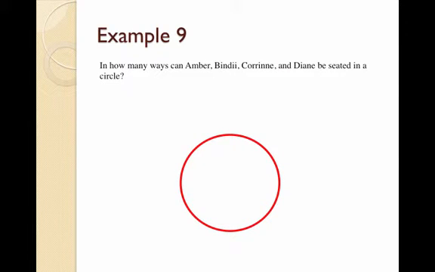Let's take an example. In how many different ways can Amber, Bindi, Corinne, and Diane be seated in a circle? Well, we're going to start by locking in Amber at the top. The next girl around can be one of three possibilities, followed by 2 in the bottom spot and 1 in the last spot. By the multiplication principle, we have 3 factorial possibilities, or 6 in other words.